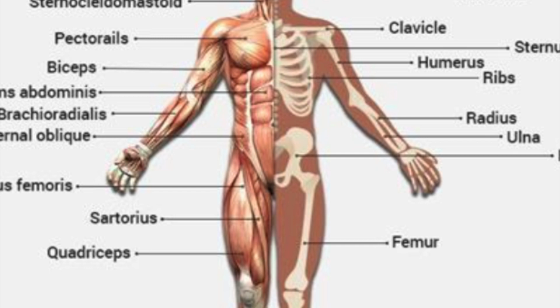Okay, so next we have the reflexes. C5 does the biceps reflex, C6 does the biceps and brachioradialis reflex, C7 does the triceps, okay, and C8 does the finger flexion, and T1 does the finger flexion.